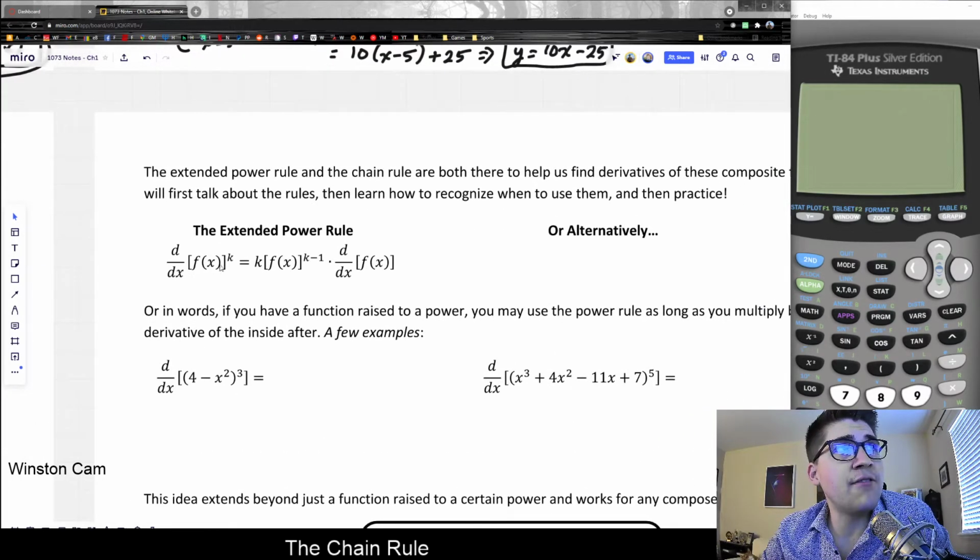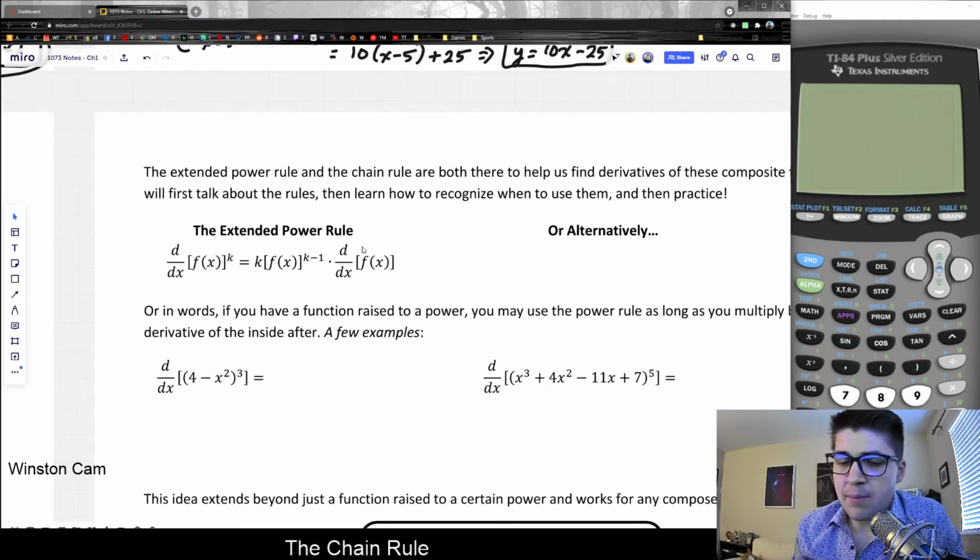d/dx of f of x to the k is equal to k times f of x to the k minus 1. And notice that's exactly the same as the normal power rule. You drop the power and you subtract 1 from the exponent. But there's an additional component which says we must also multiply by the derivative of f of x.